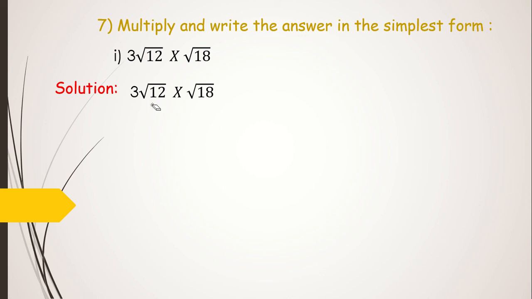Simplify 12 into factors such that one number is a perfect square. So 4 3s are 12, we already know, right? And this 18, 9 2s are 18. So that is a little easier than factorizing a bigger number, right? Now this is going to be root 4 is 2, so 2 will come outside the radical sign. Here root 9 is 3, so 3 will come outside the radical sign.